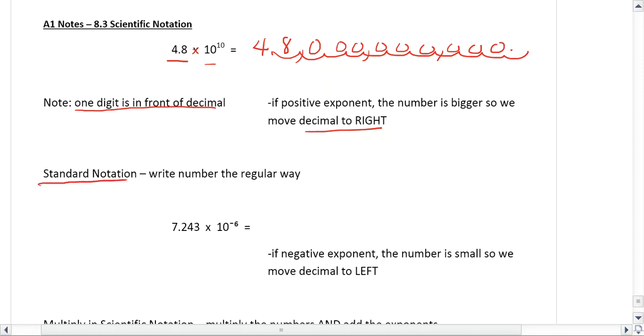You heard me say standard notation. When we talk about that, it's just writing the number the regular way we always have.